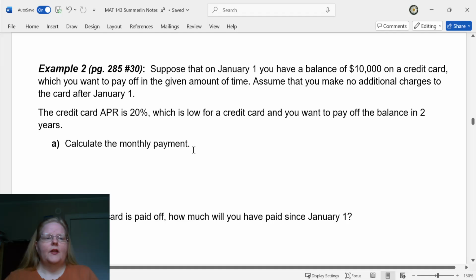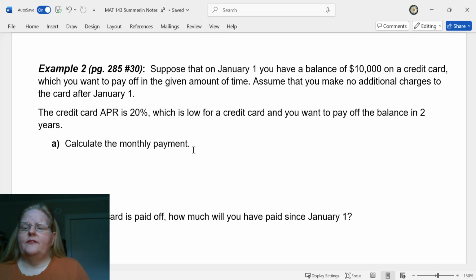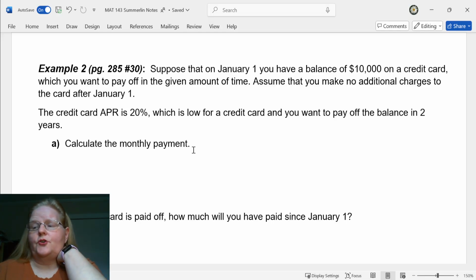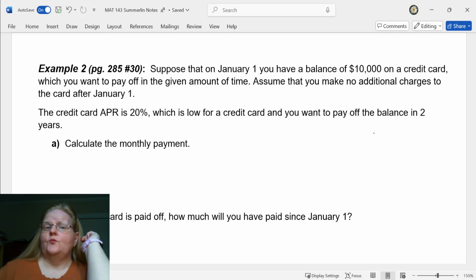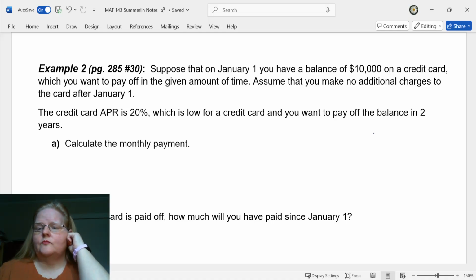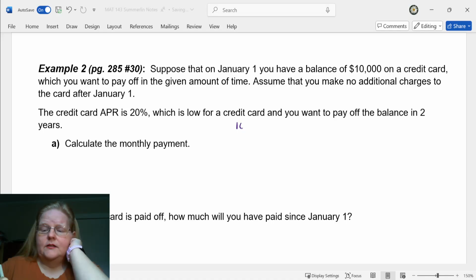So let's look at example 2. Suppose that on January 1st you have a balance of $10,000 on a credit card and you want to pay it off in the given amount of time. Credit cards are loans. Assume that you make no additional charges to the card after January 1st. We're going to cut it up because we don't believe in credit cards. So you have a balance of $10,000. That means that's your principal, so that's your P. $10,000.